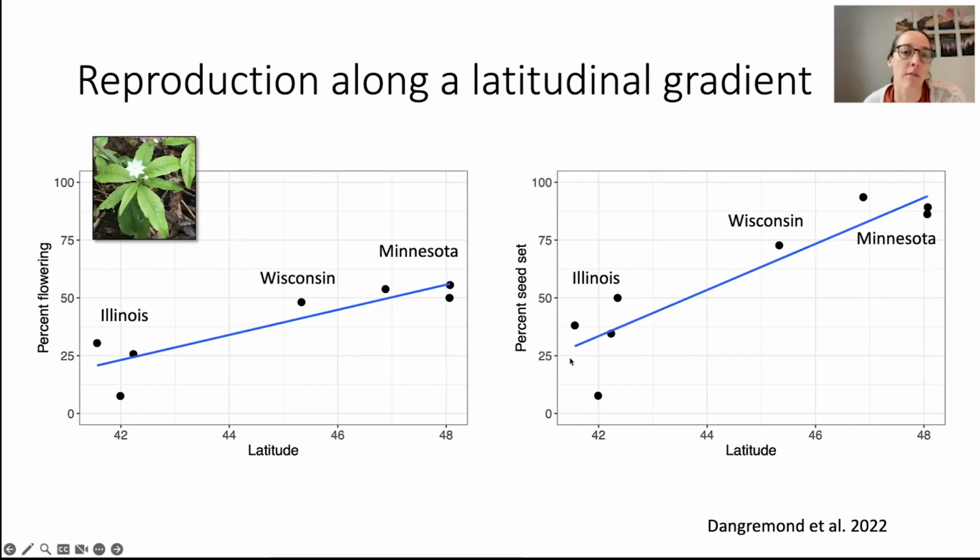Seed set. So of the plants that flowered, how many actually set seed? And half or fewer set seed in Illinois. And I have one extra population that I was able to sample for seed set. And then going up north to Minnesota, almost 100% of the flowers are setting seed. So once again, is that because of genetic diversity? Is it because of temperature? I'm not really sure.